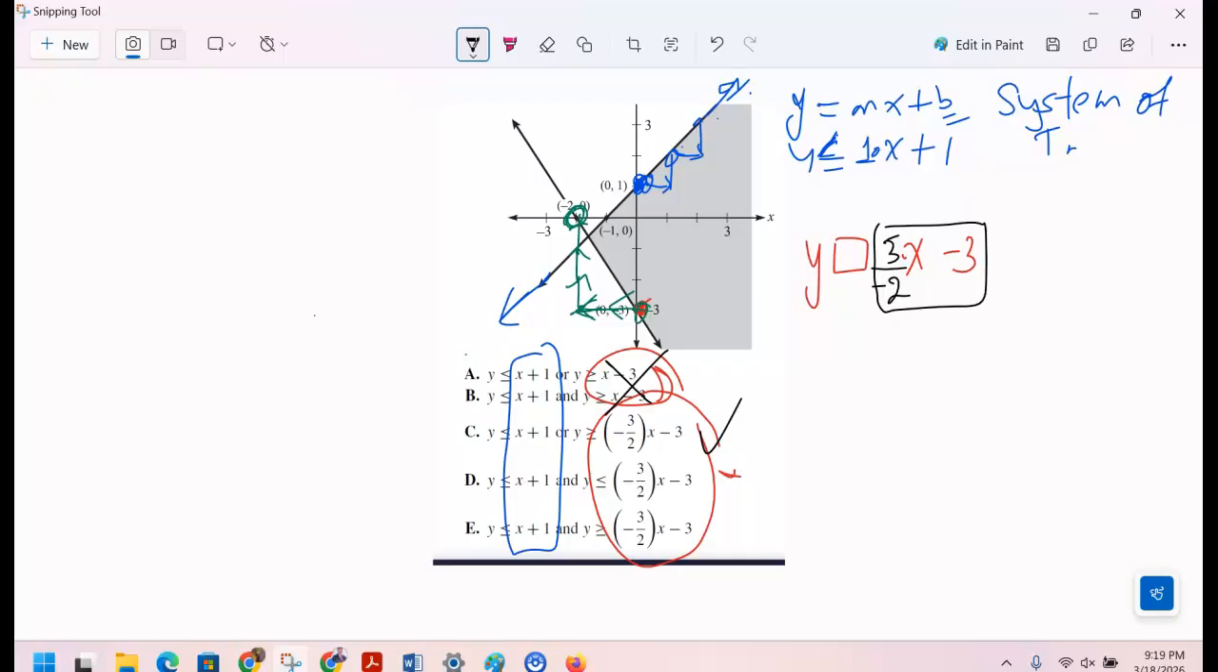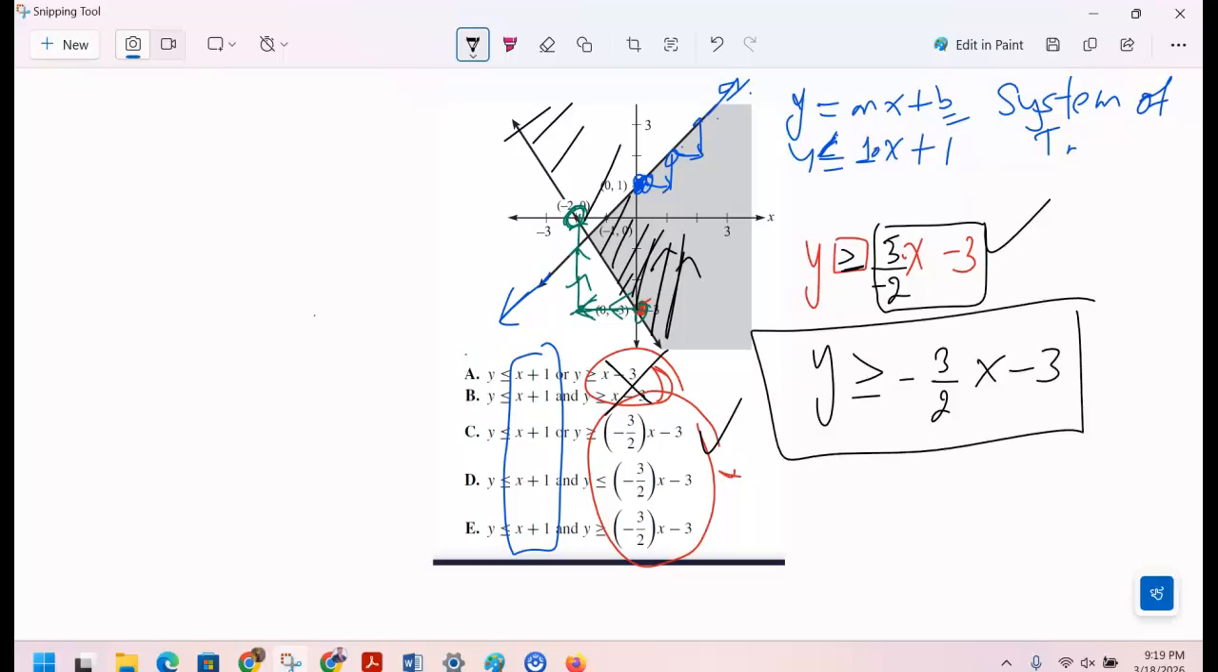Now, which one is the first? Which one is the next? Because this region, you have to think of above. See, this is above like this. This is the above, so we have to put greater than or equal to because it is more. So this is the correct answer. So your equation is y greater than -3/2 x minus 3.